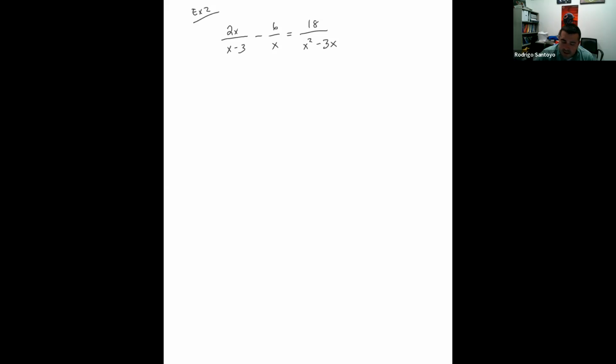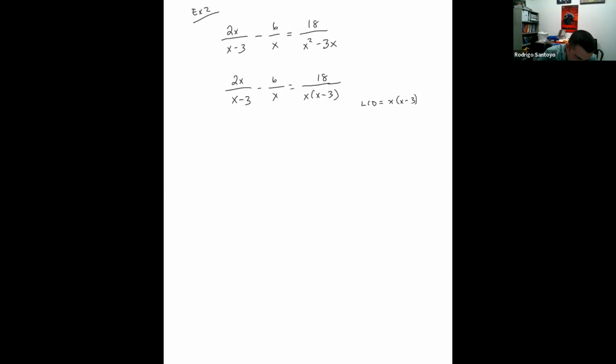So let's factor. You should notice that you should be able to factor the last fraction. Pull out an x, leaving us with x minus 3. Looks like your LCD here is just an x and the x minus 3. So now we're going to multiply each one by whatever it's missing in order to look like this LCD.